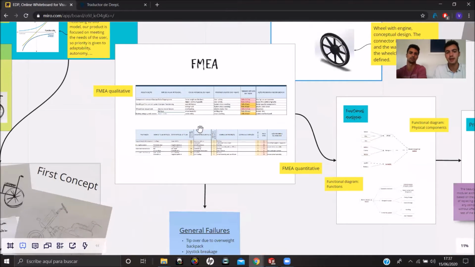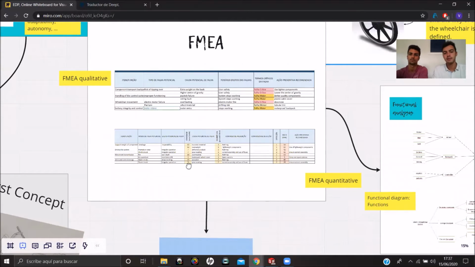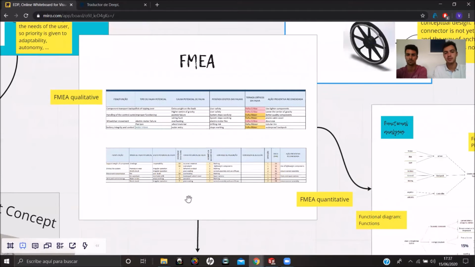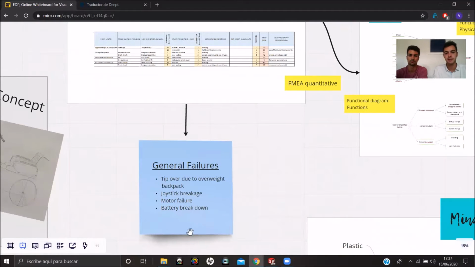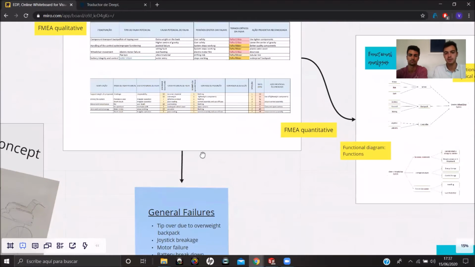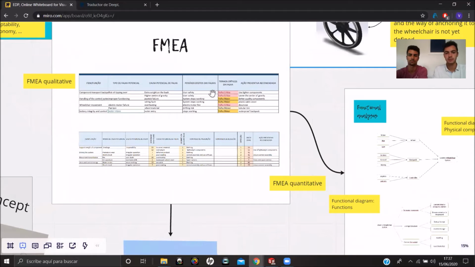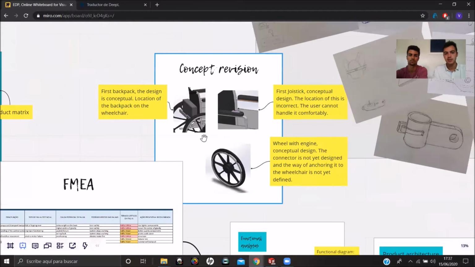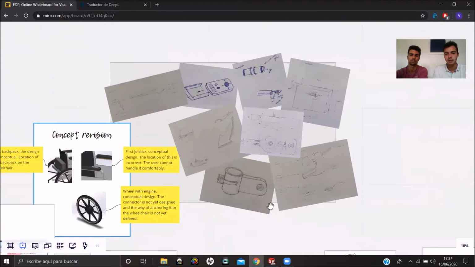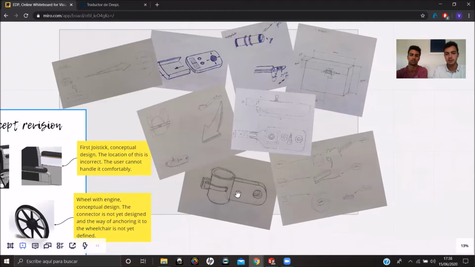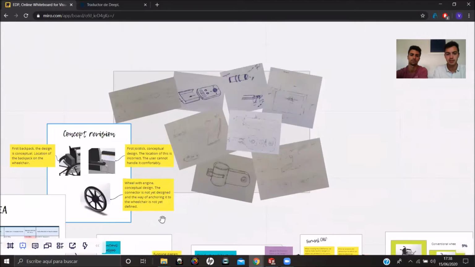Here we have the FMEA. We found that this FMEA was very general and not focused on our product, but we found these general failures that we have to counter-revise to eliminate. So here we have the concept revision. We have to revise the backpack, the joystick, and the wheel with the motor. And we had some ideas that we need to implement in the final concept.